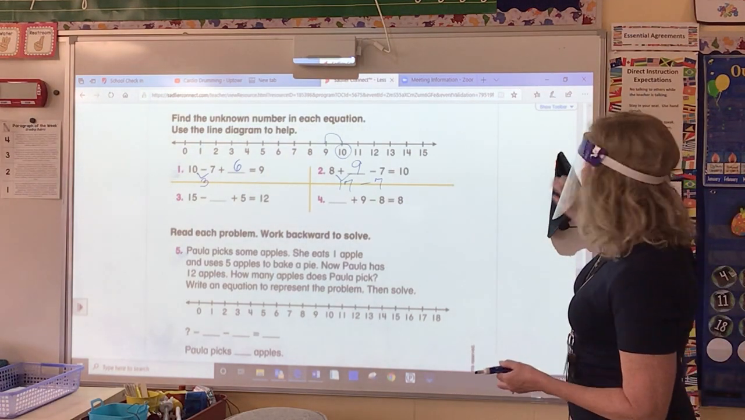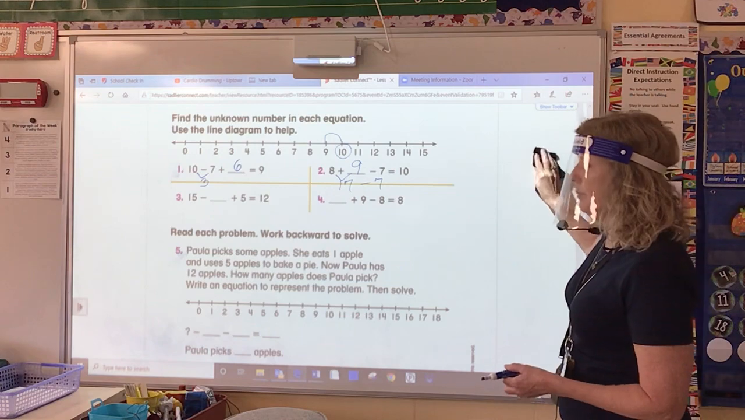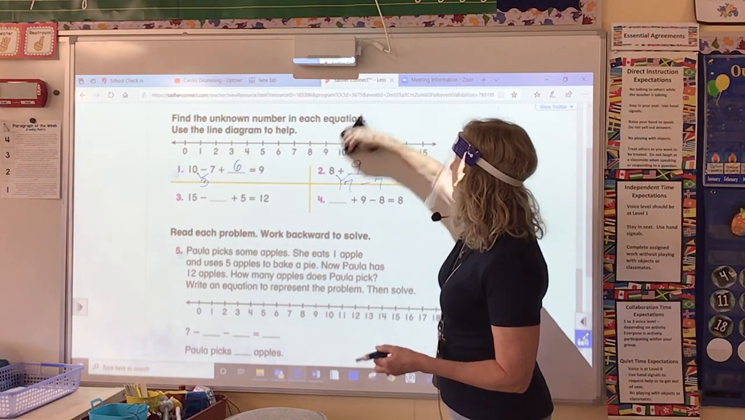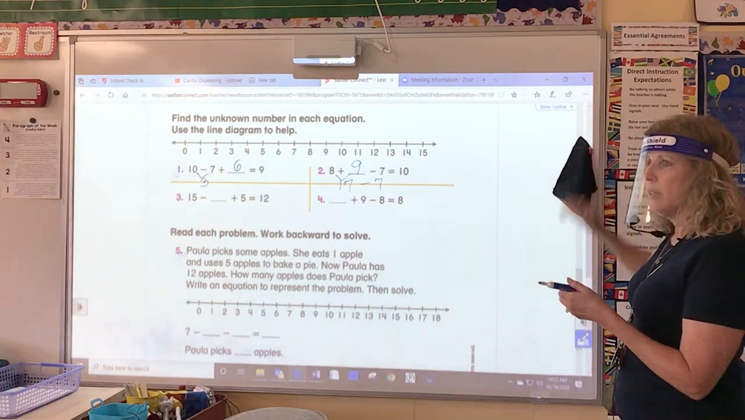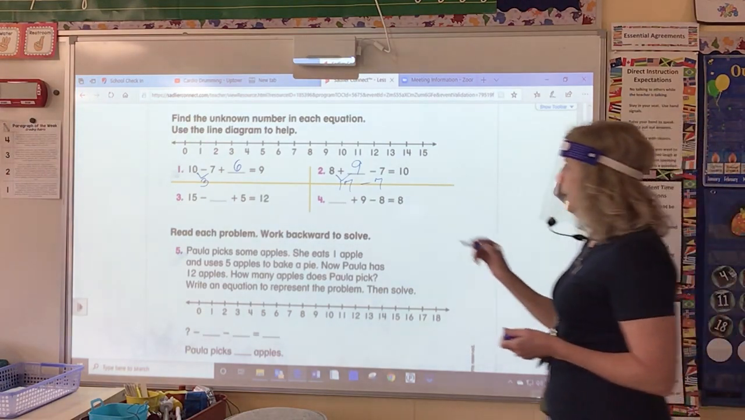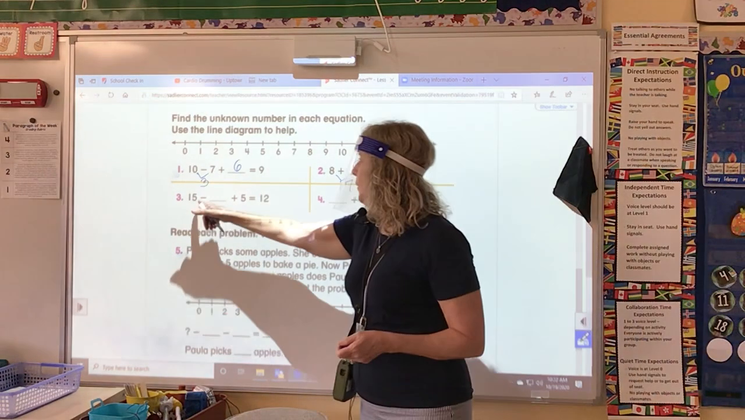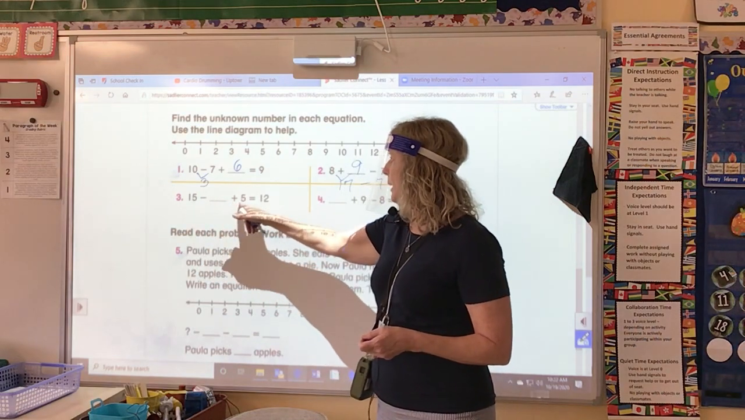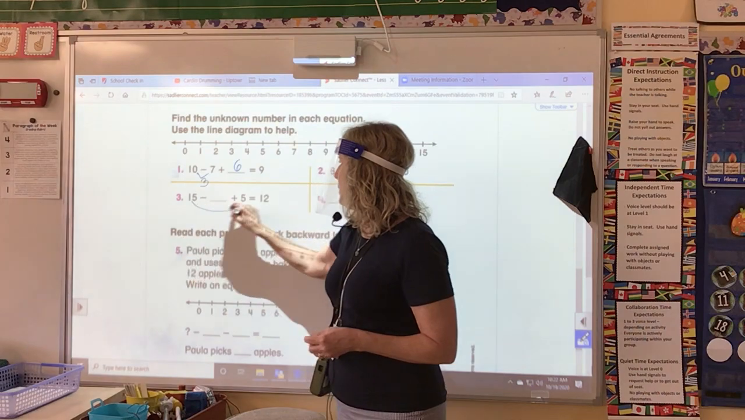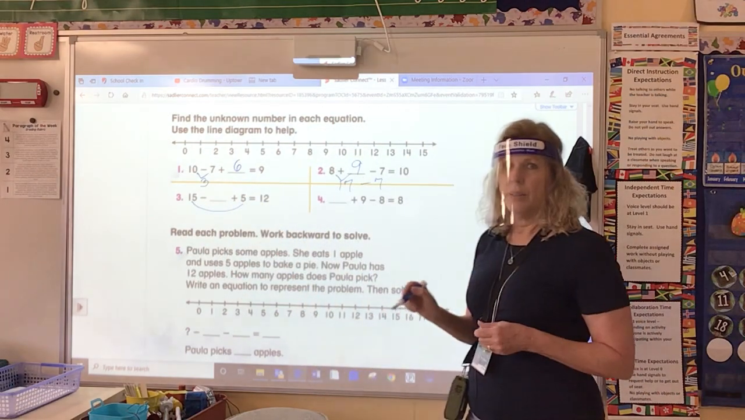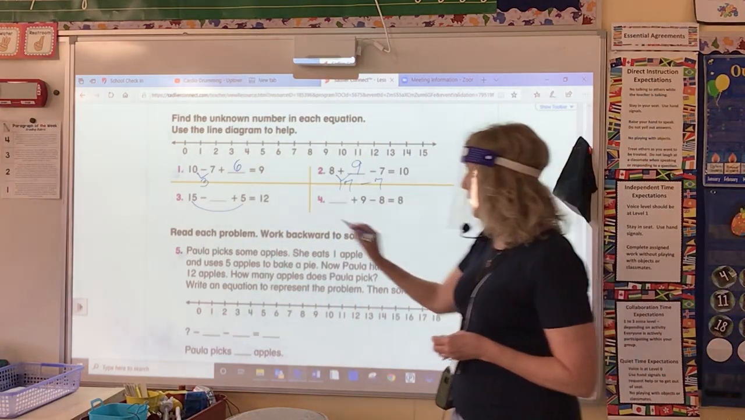Okay, on number 3. Juju and Isabel, are you getting this? Yes? Okay. All right. 15 minus blank plus 7. So, let's do what we know. What's 15 minus 5? 10.